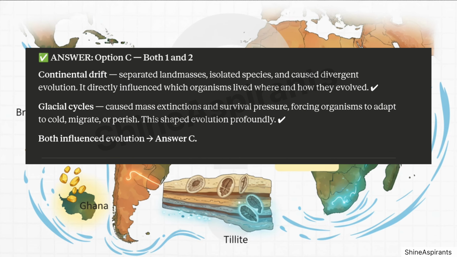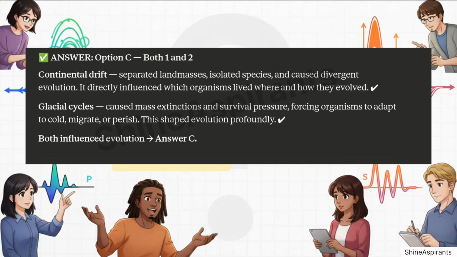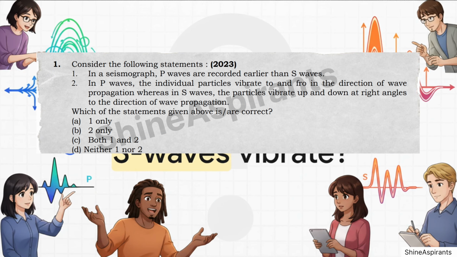Answer, option C, both 1 and 2. Continental drift separated landmasses, isolated species, and caused divergent evolution. It directly influenced which organisms lived where and how they evolved. Glacial cycles caused mass extinctions and survival pressure, forcing organisms to adapt to cold, migrate, or perish. This shaped evolution profoundly. Both influenced evolution. Answer C.